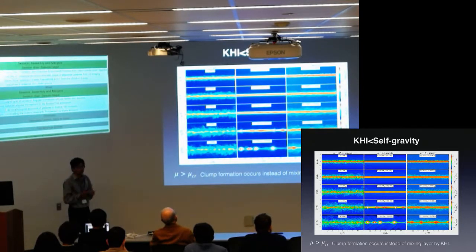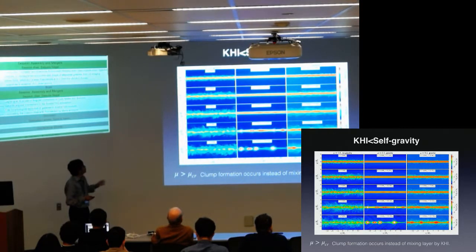So this is one of the results: when the mass per unit length is very high, the time scale for the gravitational instability is a lot lower, and so what you see is the clump formation.